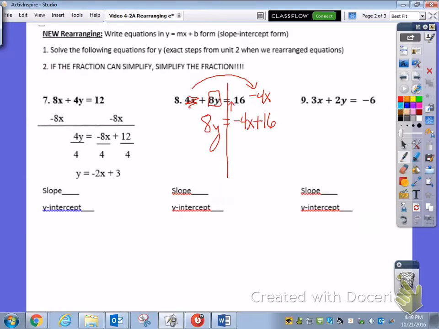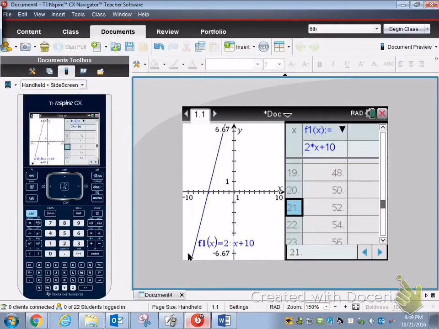The opposite of multiplying by 8 is dividing by 8. So I have to divide everything by 8. So y equals, now look, you put it in the calculator just like that. Negative 4 divided by 8.